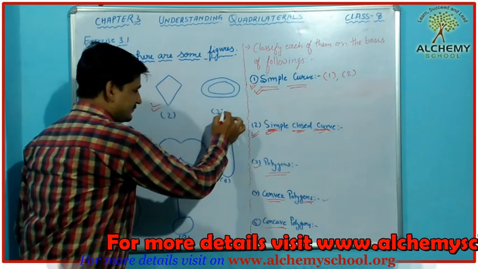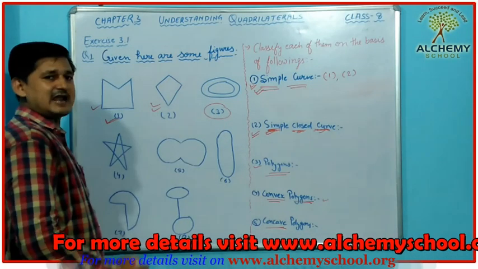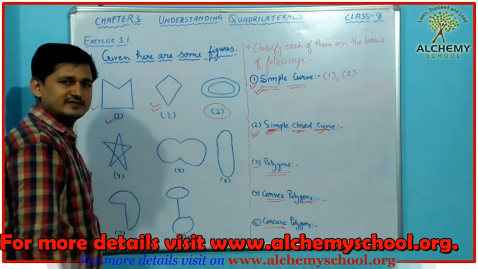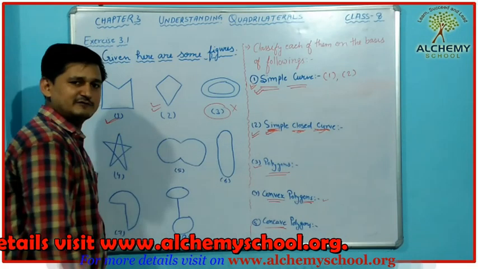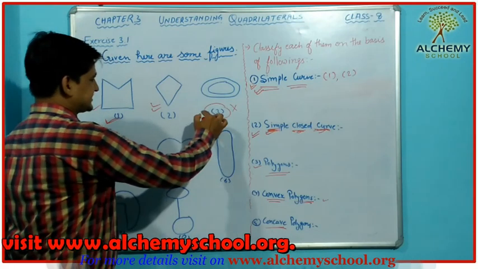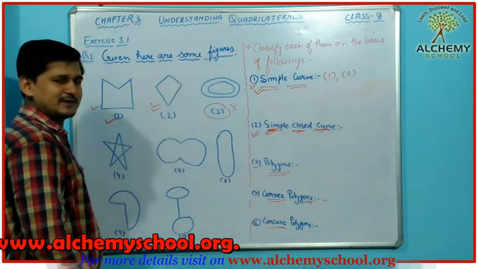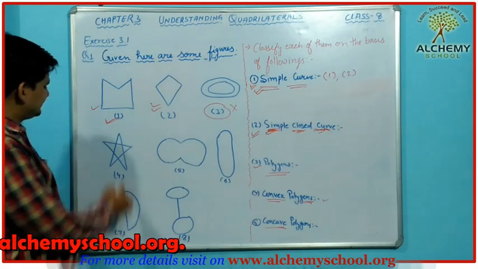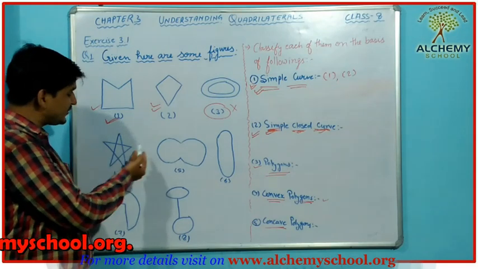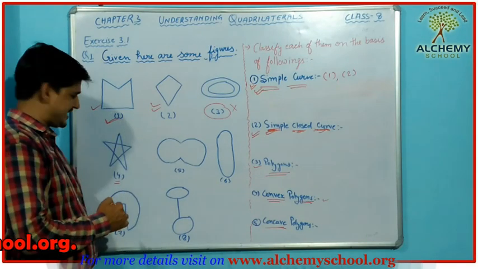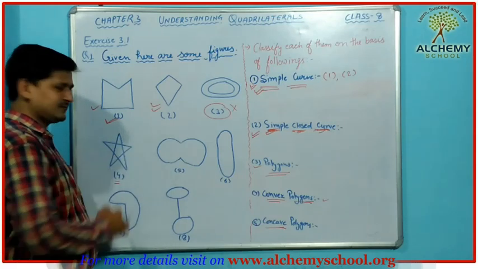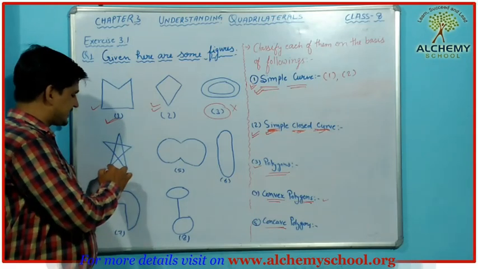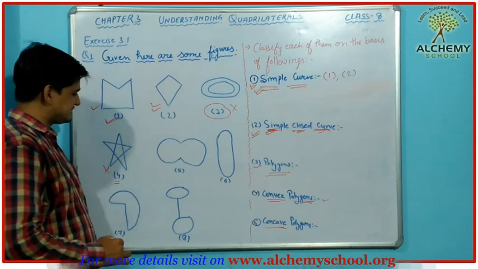When we observe the third figure, can we make this figure without lifting the pen? No, it is not possible to make this figure without lifting the pen. So this is not a simple curve. When we observe this figure, we can make it without lifting the pen, but we can see the sides of the figure are crossing each other. So this is not a simple curve. Okay, so this is also not a simple curve.